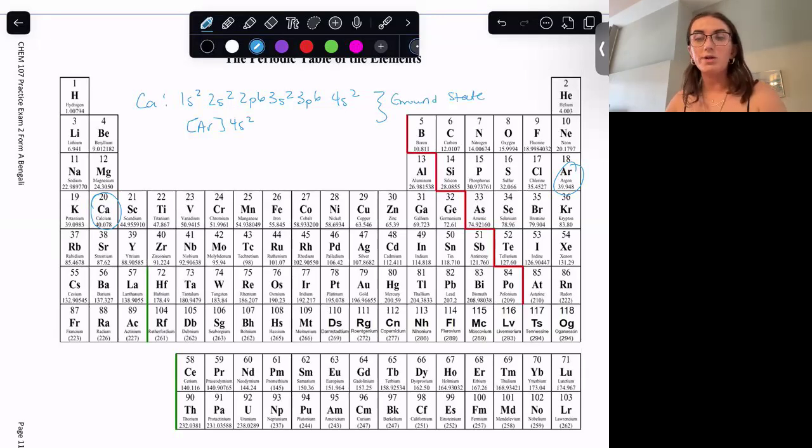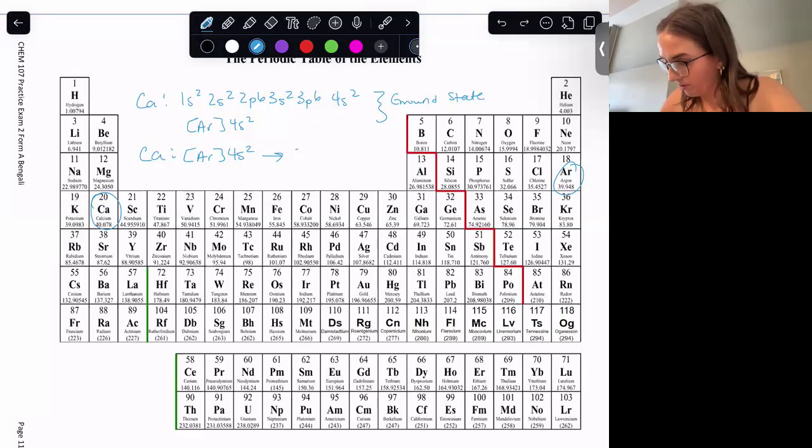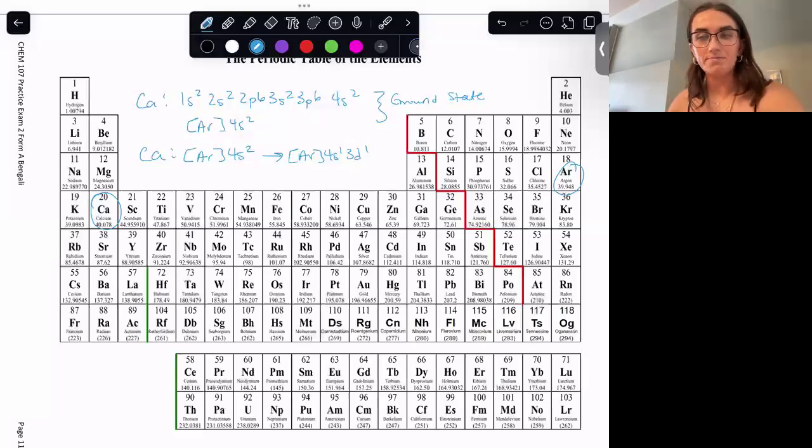For an excited state, we just need to take one of those electrons and move them up into a higher energy level. So you could take calcium, argon 4s2, we're just going to write it this way. But instead we're going to push one of those s electrons into a higher energy level. So what comes next is 3d. So then it would be argon 4s1 and then 3d1. That's a potential excited state.